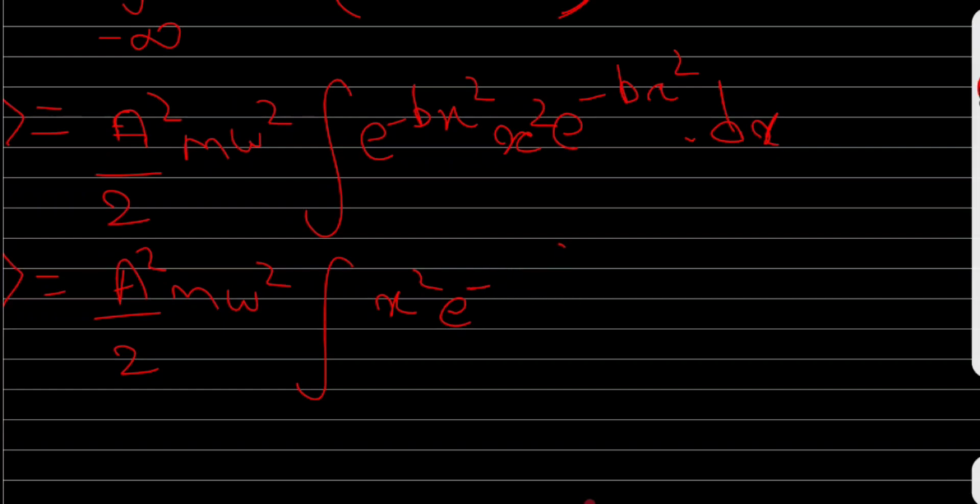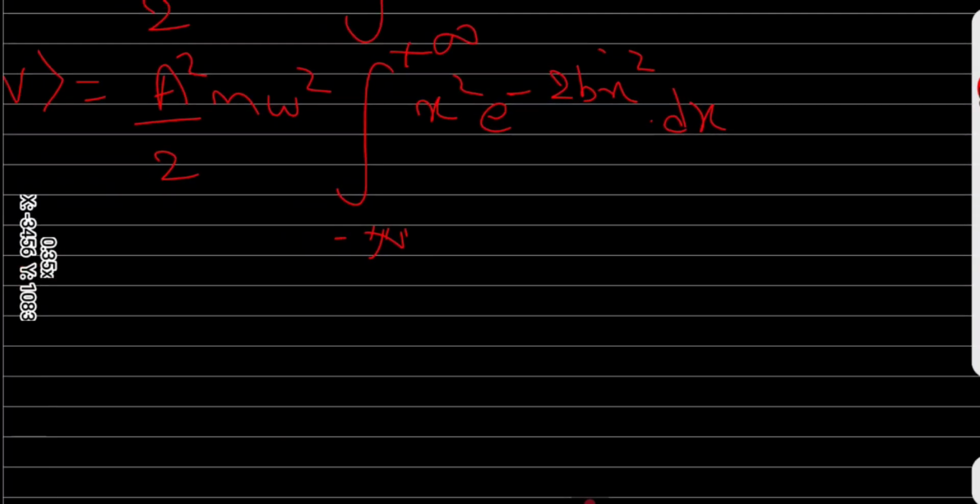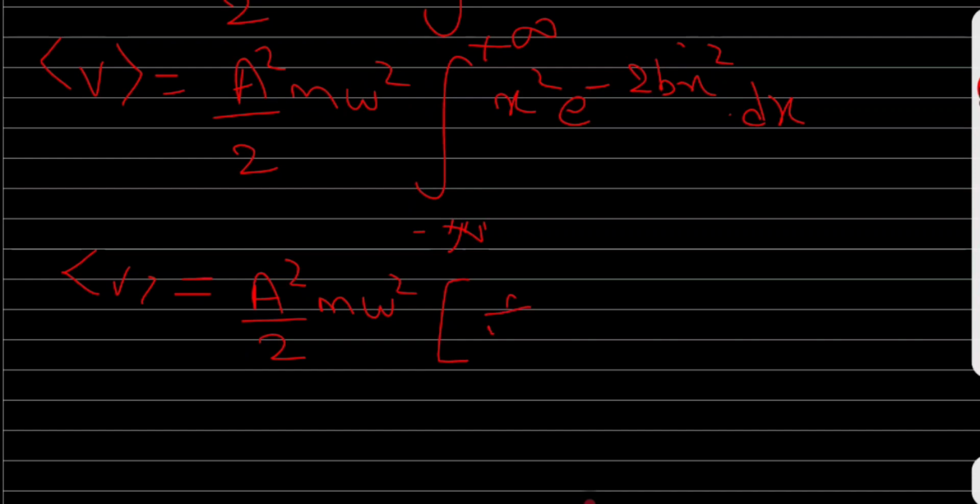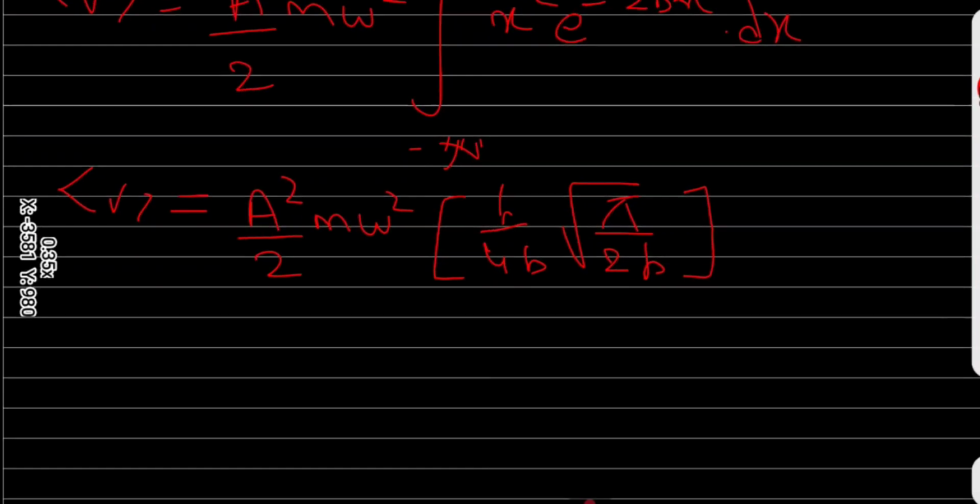Here it should be minus 2b x square dx. Now this is again a Gaussian integral from negative infinity to positive infinity, and I'm going to write out its solution. The expectation value of this particular thing is going to be a squared by 2 m omega square, and the solution is 1 by 4b root under pi by 2b. So this is the solution of this particular integral.